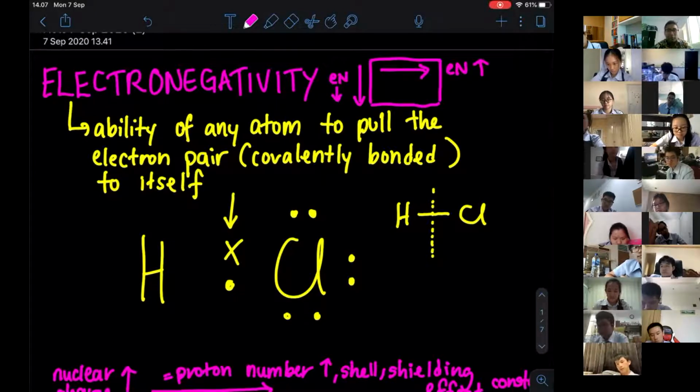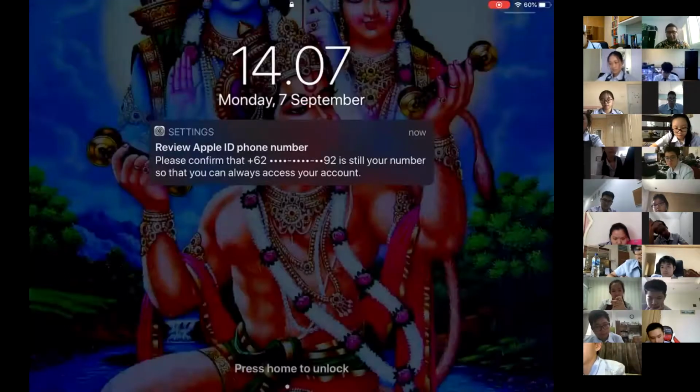They call it Pauling scale. According to Pauling scale, they have given the number 0 to 4, 0 being the least electronegative, 4 being the highest electronegative. You can actually take note of this. But whatever it is, let's actually come back to this example now.